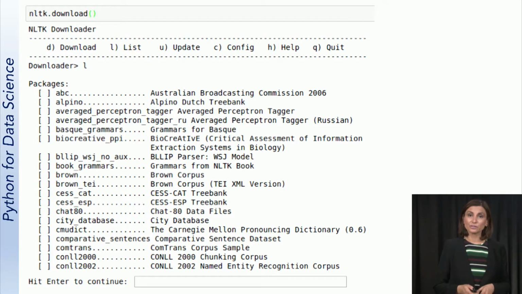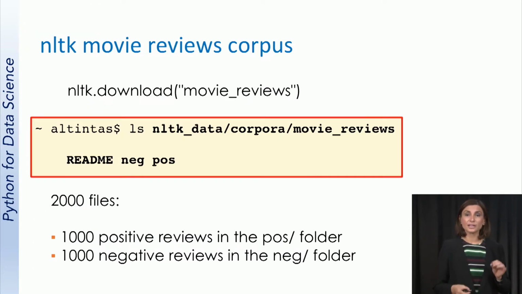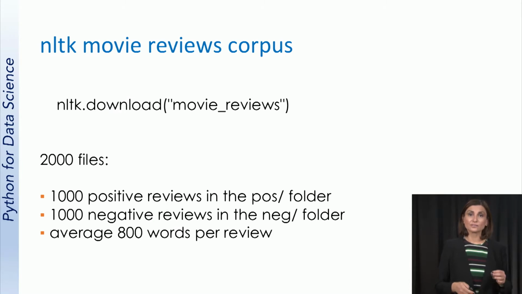The movie reviews corpus was downloaded in your home folder. So if you list directories under this folder, you will see that the corpus has 2,000 reviews, half of which are positive and the other half negative. Each review in these files or directories has a significant amount of text, not just short opinions on movies, averaging around 800 words.